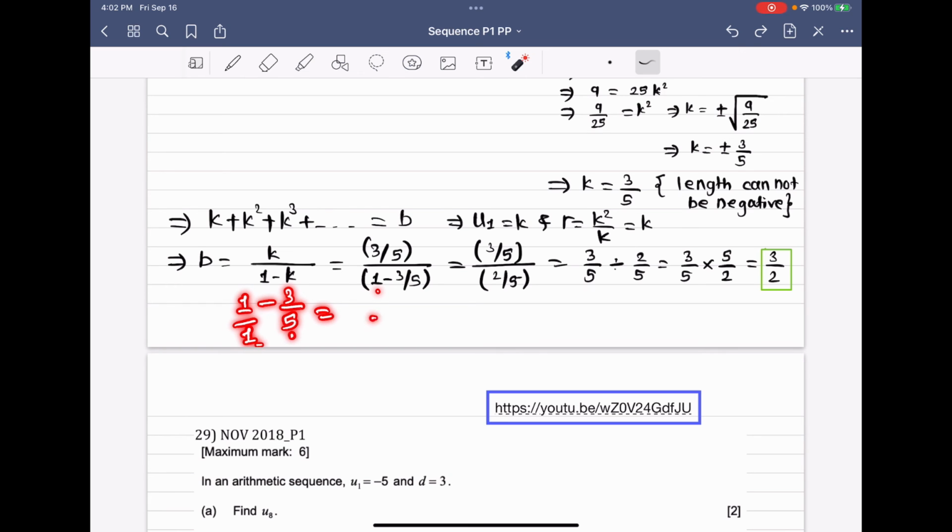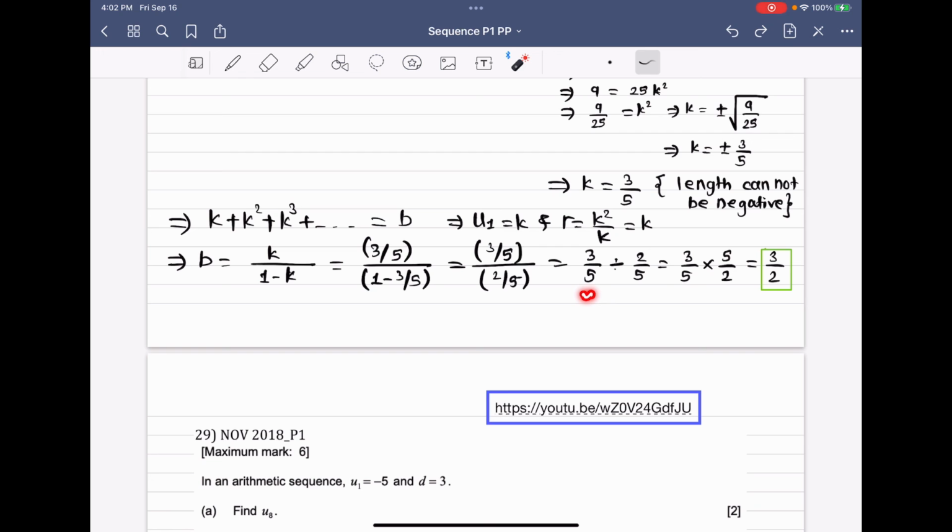3 by 5 as it is, 1 minus 3 by 5. The base is not the same. So 5 multiply here, 5 multiply here. 5 minus 3 is 2 over 5. Or 5 times 1 is 5, 1 times 3 is 3, 5 minus 3 is 2. 2 over 5. 3 over 5 over 2 over 5. Keeping 3 over 5 as it is. I'm not allowing you a calculator. So the division as it is, 2 by 5 as it is.